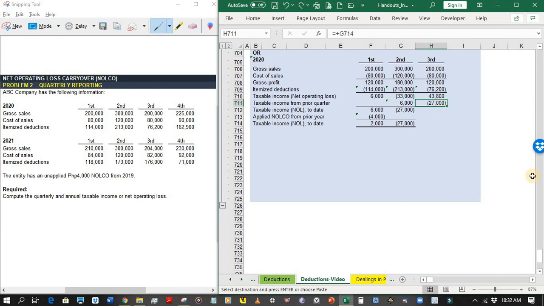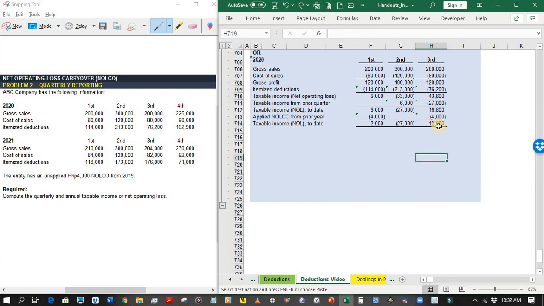So our cumulative balance is 16,800. So that is already for 9 months. So this time it is now cumulative. Then, since this is 16,800, we can deduct the 4,000 NOLCO in 2019. So the taxable income for the third quarter is 12,800.